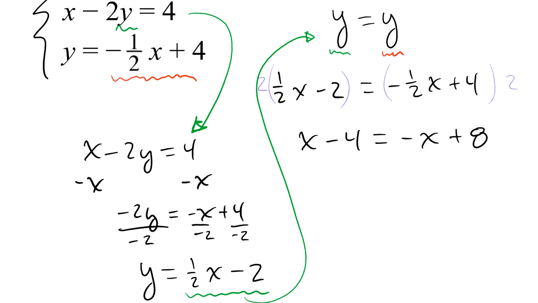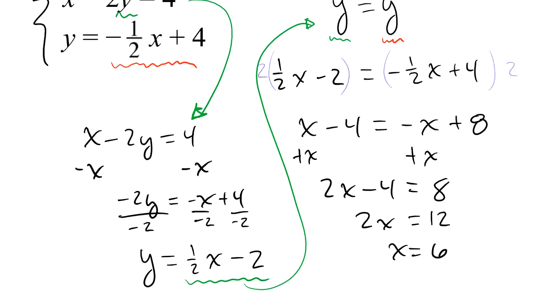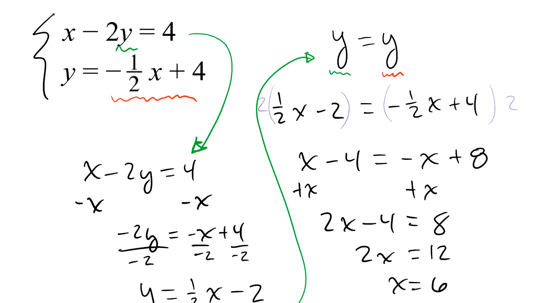So I could add x to each side. So I have positive 2x minus 4 equals 8. Therefore 2x is 12 and x has to equal 6. So I believe that x is 6. And now that I have identified the value of x, I can use either one of the original equations to figure out what y is.